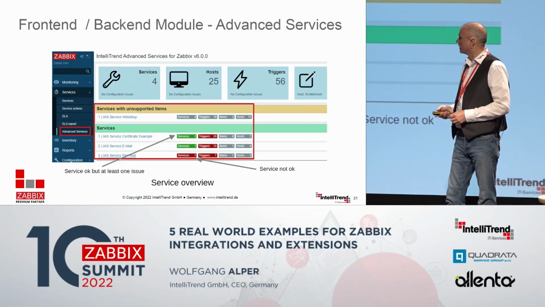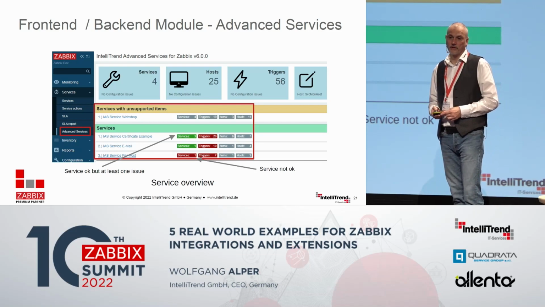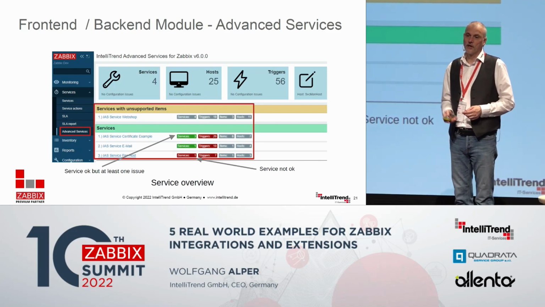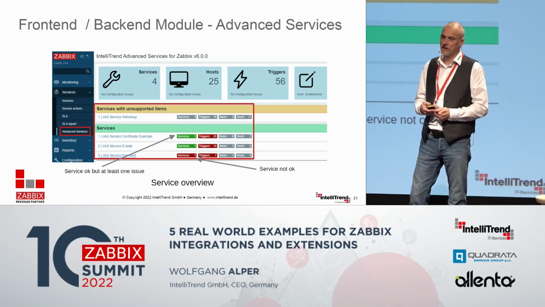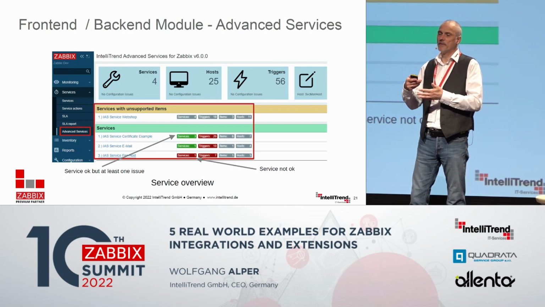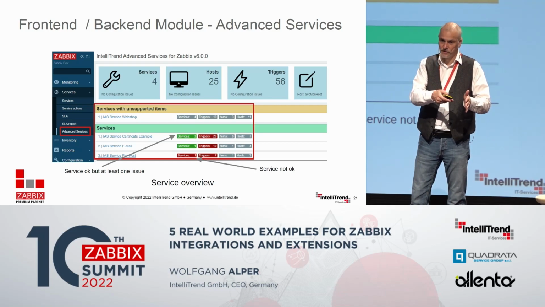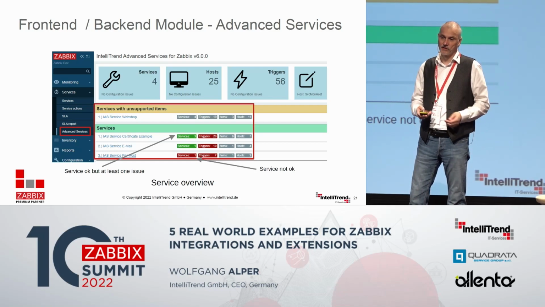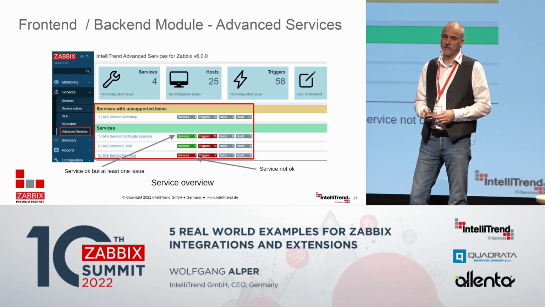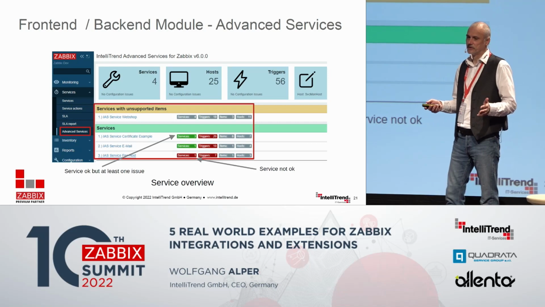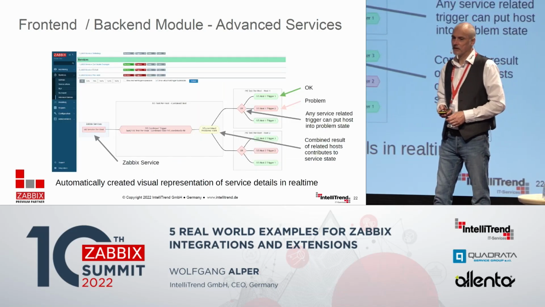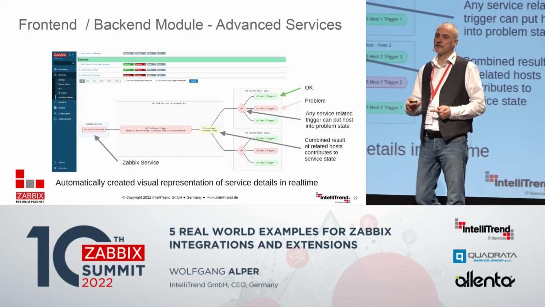This is a front end. That is a front end component. Very easy. Looks like a dashboard, and you see immediately how many service definitions, how many services are defined, how many hosts involved, how many triggers are related and contribute to the service definition, and then we see a list of services with a service state. Now that is nothing special. That looks pretty simple.